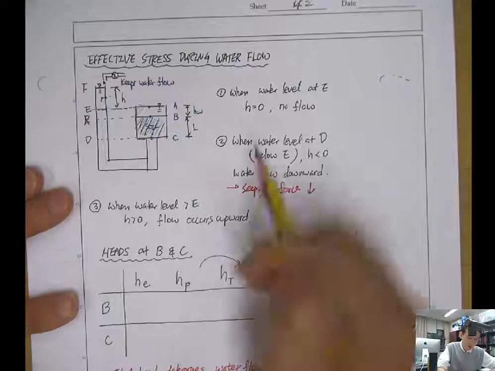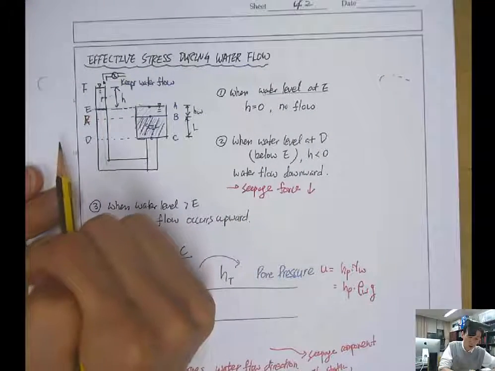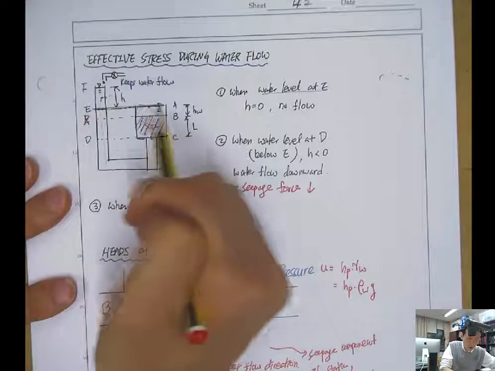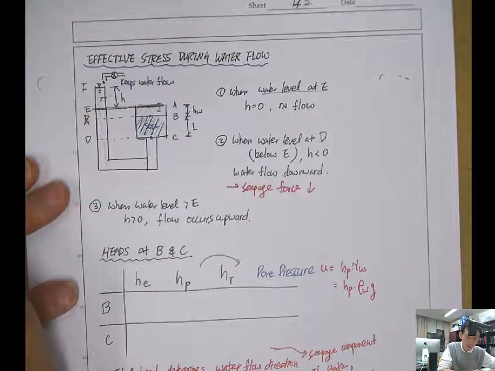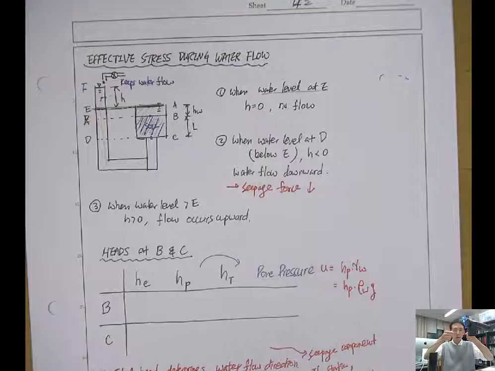When the water level is at the level of E, which is the same location as the right side water reservoir, then the head difference is 0. So you're perfectly balancing the water level on the left and right side. Then there's no flow because there's no head difference or energy difference.